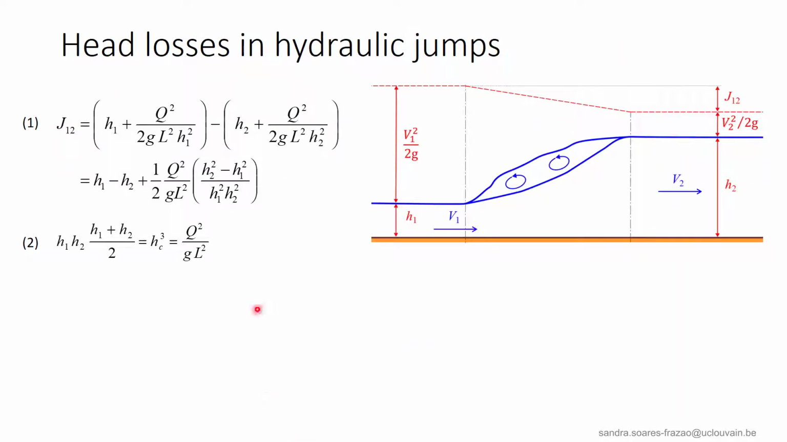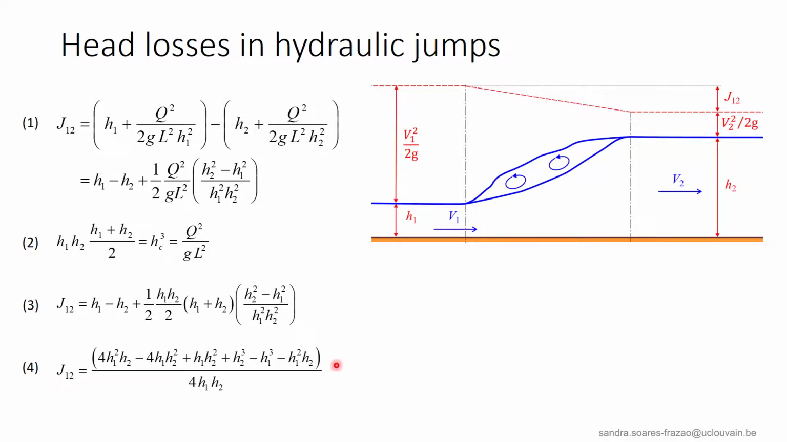So the equation we just recalled, linking the two sequent depths to the critical depth, is written here in equation 2. Using this equation to replace Q square over G L square in equation 1 here, we obtain equation 3, and then equation 4 after developing and grouping the terms. Equation 4 can finally be written like this here. So we have expressed the head losses in a very simple way, using only the two sequent depths.